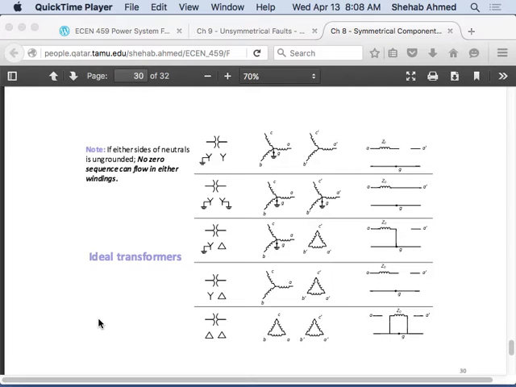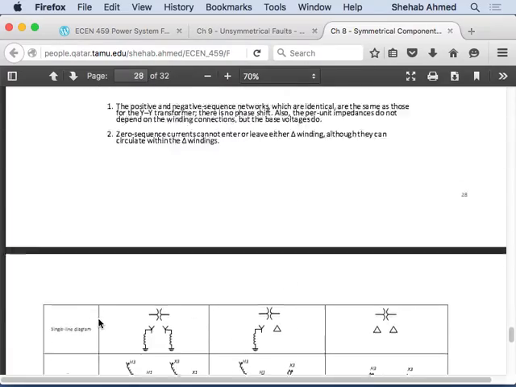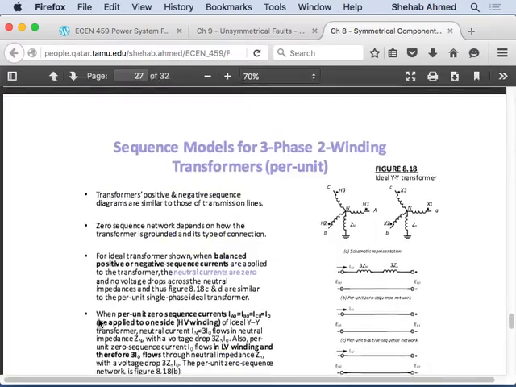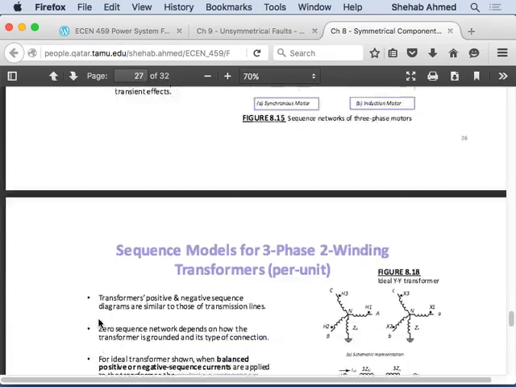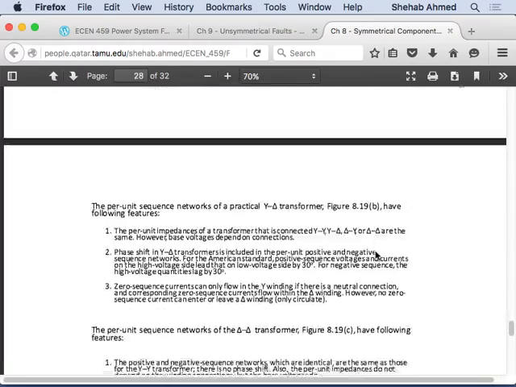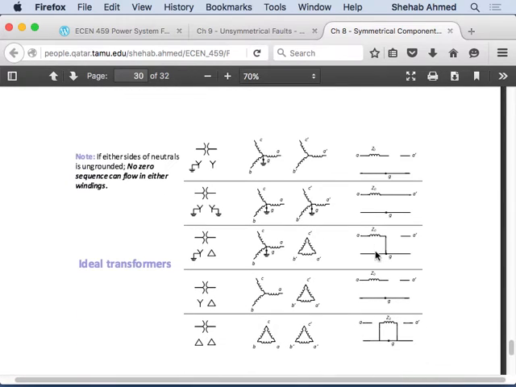Okay, so now do we see how the transformer works? For the transformer, you will be given the impedances, the Z0, Z positive, and Z negative. The Z positive and the Z negative are really the impedances of the transformer, because they're the same. If you switch two phases on a transformer, nothing will change. The impedance will be the same, right? So Z positive and Z negative will be the same for the transformer. Z0 will be different. You will be given that.